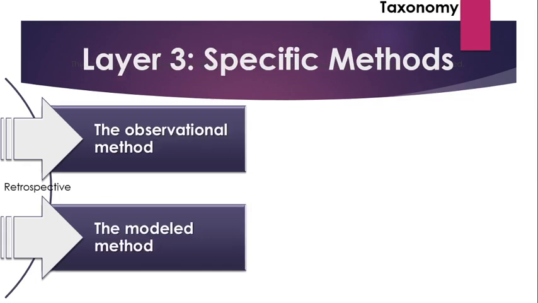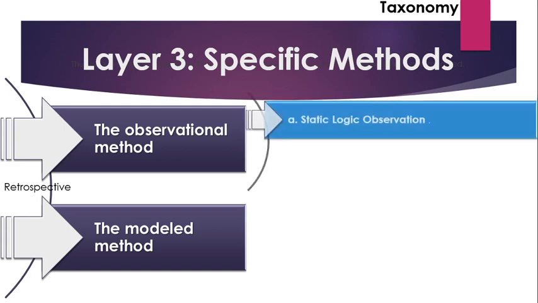Layer 3: Specific methods. The third hierarchy layer is the specific methods. Under the observational method, further distinction is drawn on whether the evaluation considers just the original schedule logic or the additional sets of progressive schedule logic that were developed during the execution of the project, often called the dynamic logic. 1. Observational methods. A. Static logic observation.